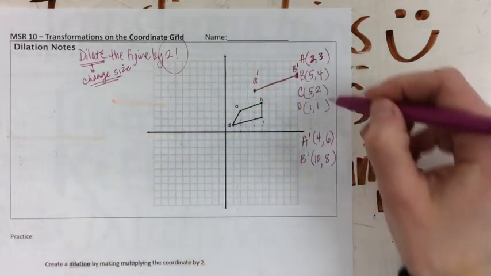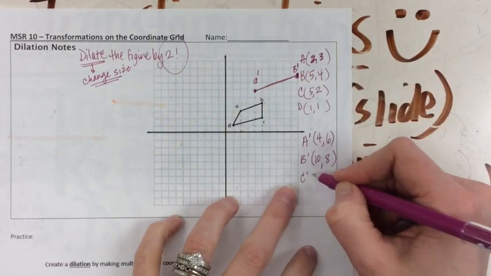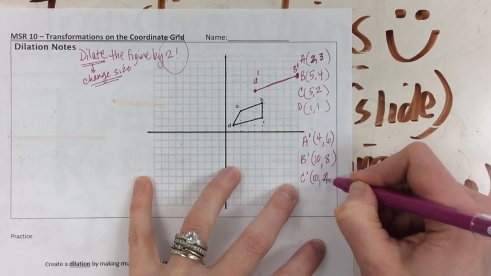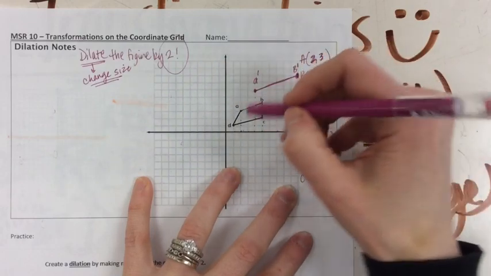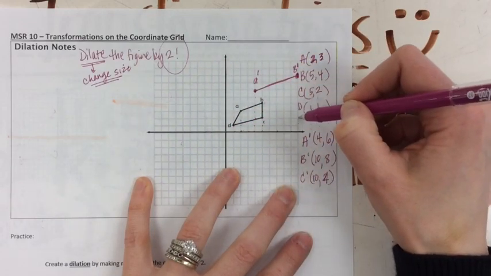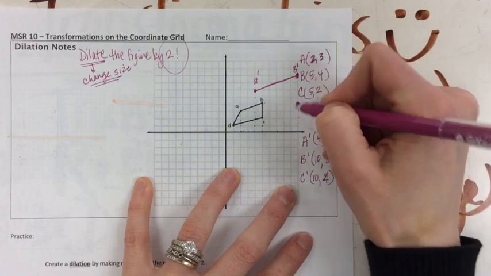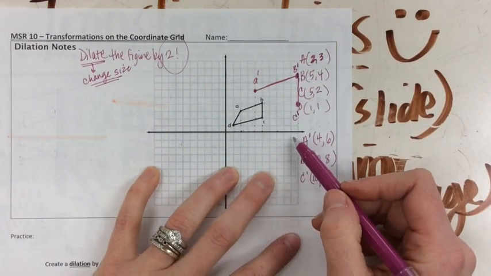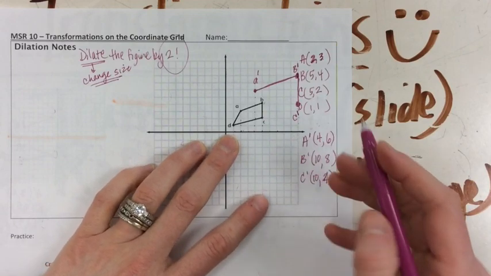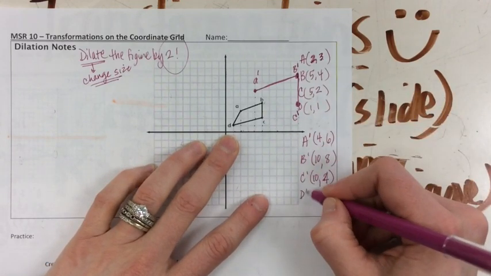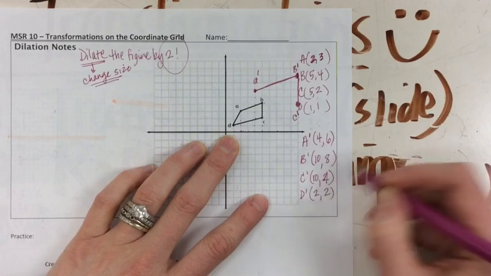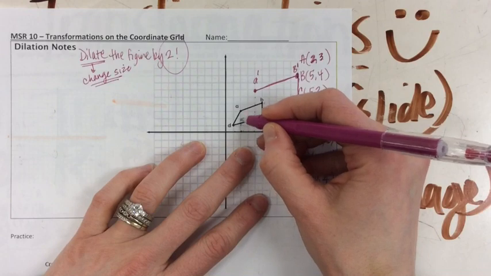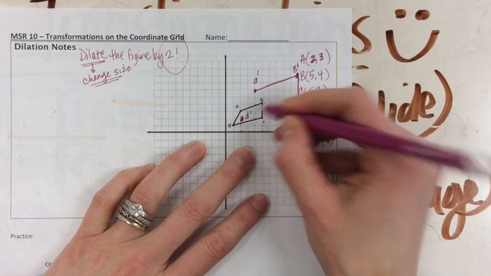All right, and then 5, 2. So for C prime, 5 times 2 is 10. And then 2 times 2 is 4. So I'm going to go 10 and then 4. 1, 2, 3, 4. And that's my C prime. And then my last coordinate here is D. D times 2 would be 2, 2, because 1 times 2 and 1 times 2. So go 2 and then 2, and there's D prime.